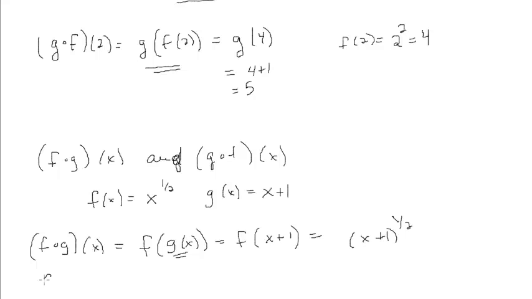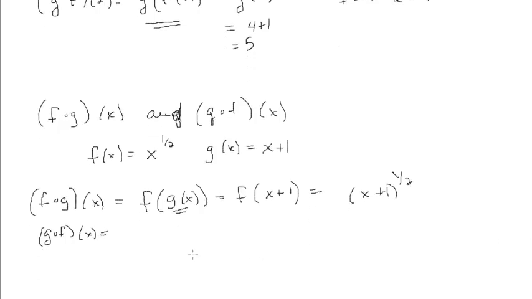If I go the other way and find g of f, so again, let's first change that to g of f of x. Secondly, let's replace f of x with what it is, and it's x to the 1/2. So this is g of x to the 1/2, and that tells me that I go to the g function and I replace x with x to the 1/2. So g of f of x is x to the 1/2 plus 1.